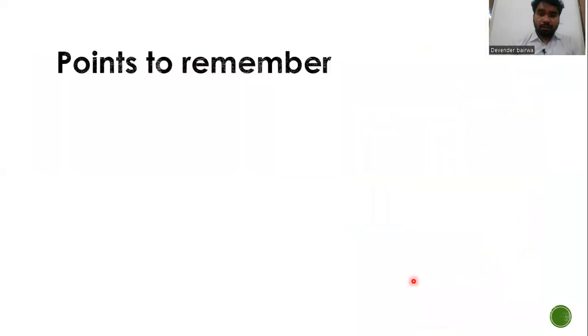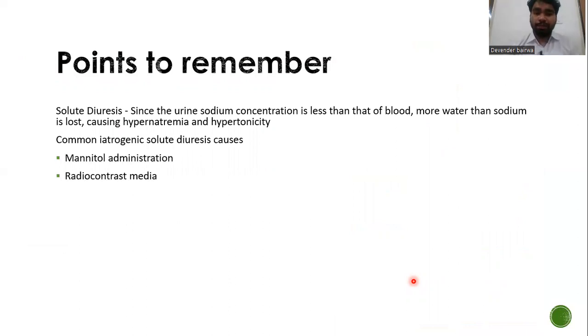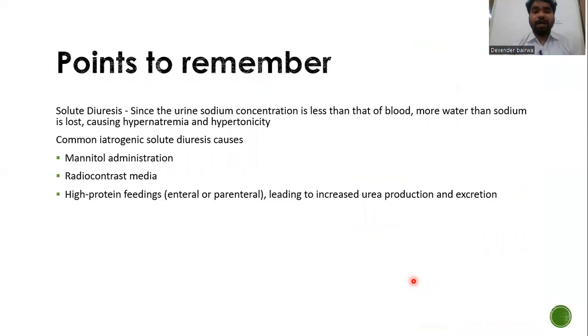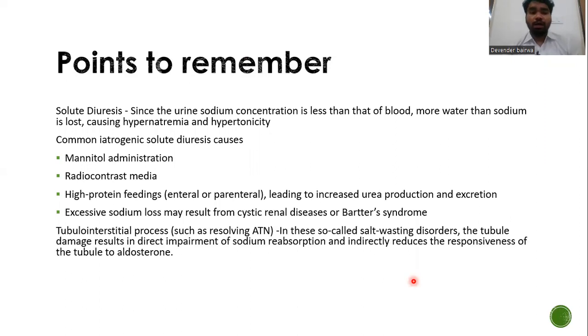So a few points to remember. In solute diuresis, since the urine sodium concentration is less than that of blood, more water will be lost, causing hypernatremia and hypertonicity. Common causes of solute diuresis include mannitol administration, radio contrast media, high protein feedings, enteral or parenteral, leading to increased urea production and excretion. Excessive sodium loss can be there because of cystic renal disease or Bartter syndrome, and there can be tubulointerstitial processes.